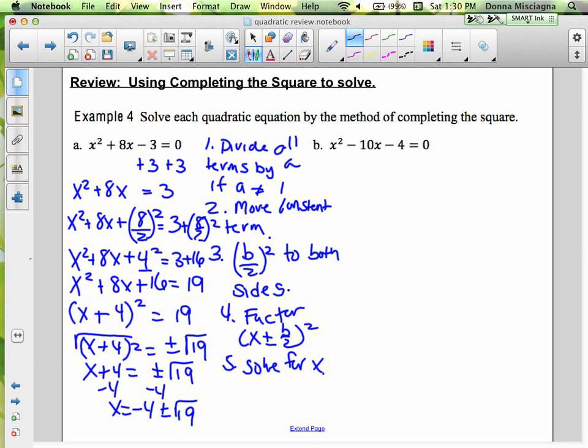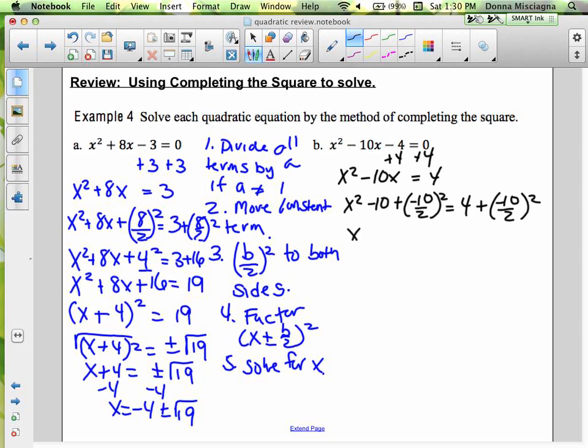Step 2, move the constant term. So we're going to add 4 to both sides. So we have x squared minus 10x is equal to 4. And then we're going to add b divided by 2 squared. In this case, b is negative 10, so negative 10 divided by 2 squared. You've got to do it to both sides. x squared minus 10x plus negative 10 divided by 2 is 5. 5 squared is 25. So we have 4 plus 25.